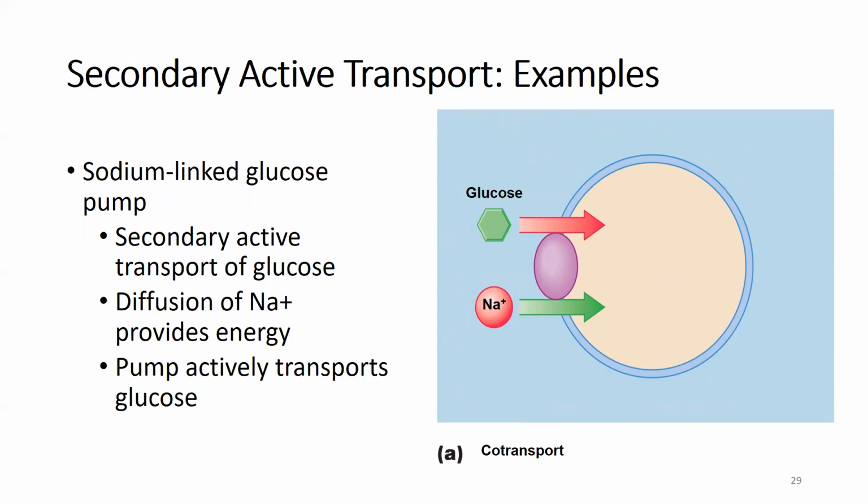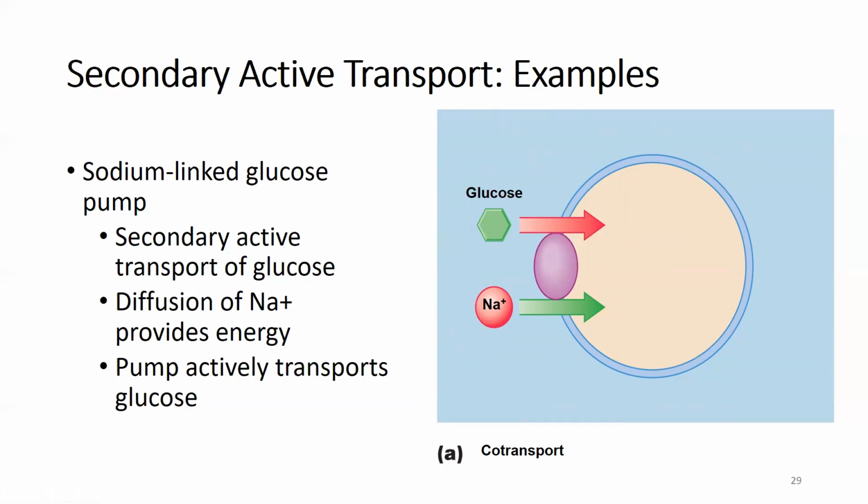The sodium-linked glucose pump. So what we have here is this pump in purple. We have sodium moving along its own gradient. So sodium is moving along its concentration gradient, and glucose is trying to move against its concentration gradient to get into the cell. And so what we do is we harness the energy of sodium moving freely, and we use that energy to fuel this pump to bring glucose into the cell.